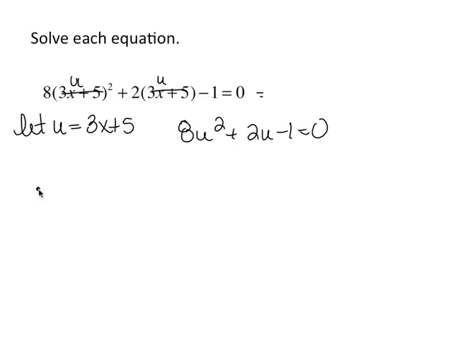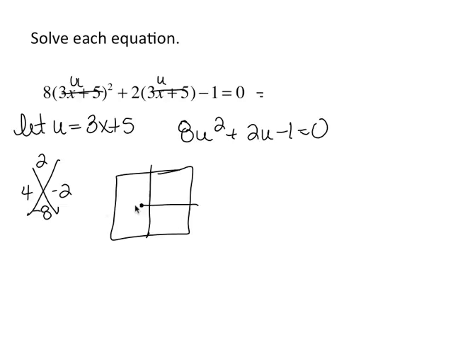Now this equation we can solve by factoring. We're looking for two numbers that add up to 2 and multiply to a negative 8. So we could use 4 and a negative 2. We put it in a box and we get 8u squared plus 4u minus 2u minus 1.